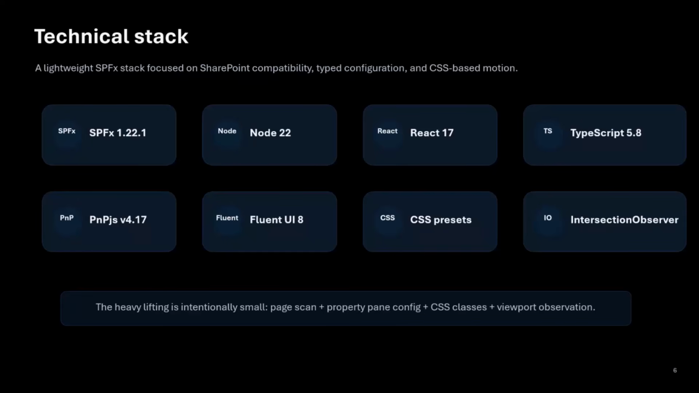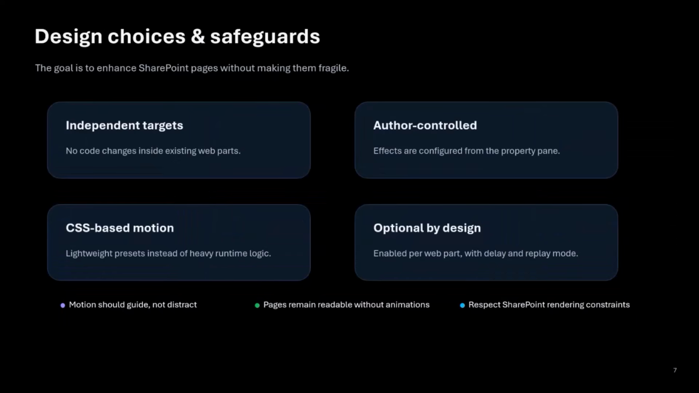Beyond the stack, I also made a few design choices to keep the solution safe and maintainable. One of the main design choices was to keep the target web parts independent. AnimPage Motion does not require code changes inside the web part it animates. This is important because real SharePoint pages often contain different types of components, sometimes built by different teams or even standard Microsoft web parts. Another design choice was to make the behavior author-controlled, so the page author decides which web part should be animated and how they should behave.